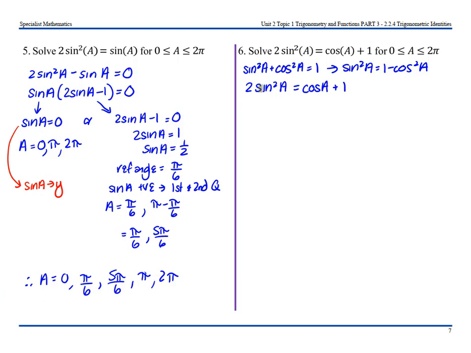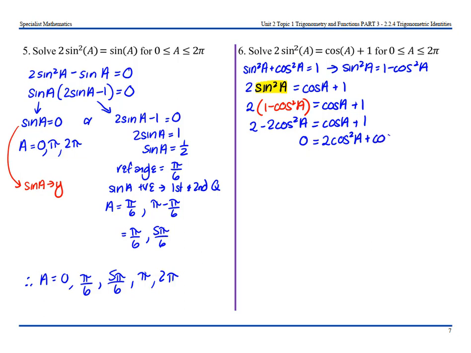So I'm going to get it all in terms of cos. I'm going to replace the sine squared a. So it's 2 bracket 1 minus cos squared a equals cos a plus 1. So 2 minus 2 cos squared a equals cos a plus 1. We always want our squared value to be positive, so I can take everything over to the right. So 2 cos squared a plus cos a minus 1 equals 0.